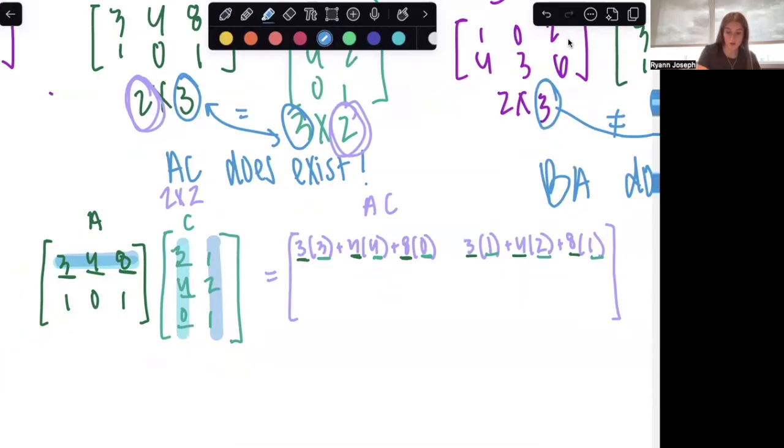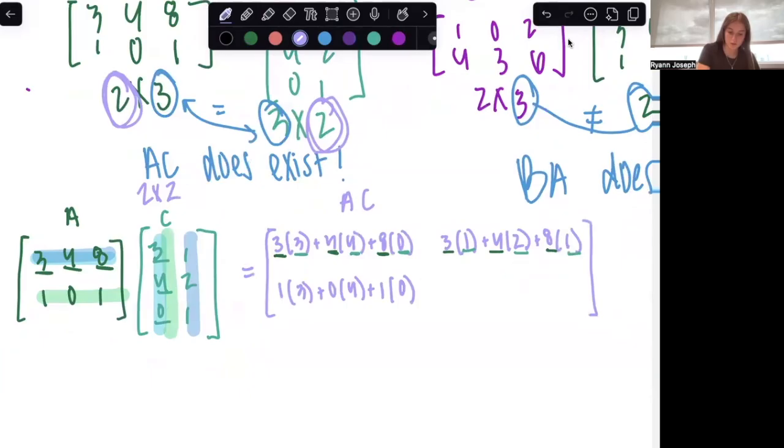Moving on to my second row of A. So my second row of AC is 1, 0, 1. So I have 1 times this guy. 1 times 3 plus 0 times 4 plus 1 times 0. Then I'll correspond it again: 1, 0, 1, 3, 4, 0. And then my last entry is the second row, second column. So 1, 0, 1 times 1, 2, 1. 1 times 1 plus 0 times 2 plus 1 times 1. So 1, 0, 1, 1, 2, 1.